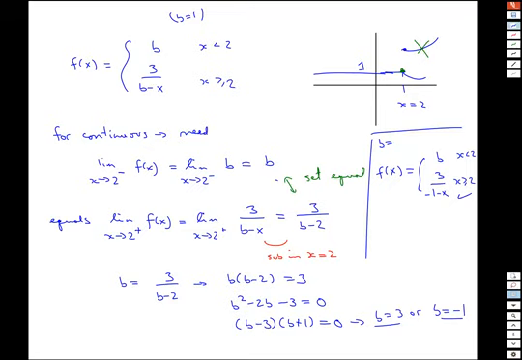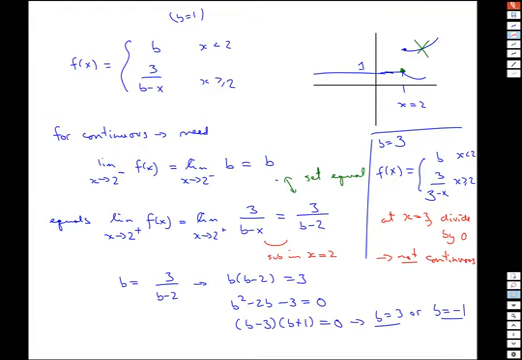However, there's a little gotcha here. For the b equals 3 answer, we get that function. And if you take a careful look at that function, when b is 3, at x equals 3, we divide by 0. And that implies that it's not continuous.